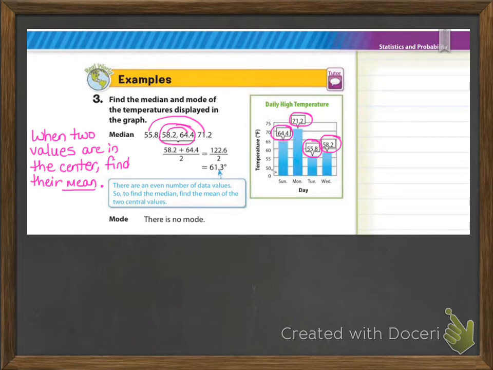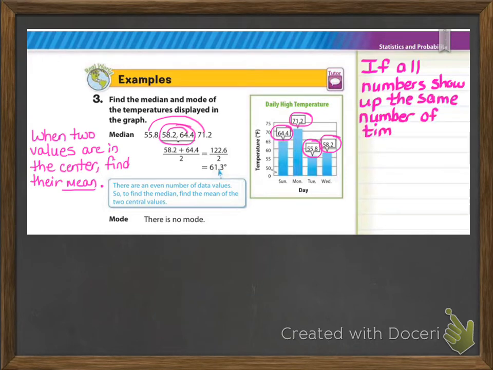Now, when you're looking for the mode for this set of numbers, you're going to notice that all the numbers show up only one time. So basically, if all the numbers show up the same number of times, so in this example they all show up just once, then there is no mode. And you would simply write that. You would write no mode.